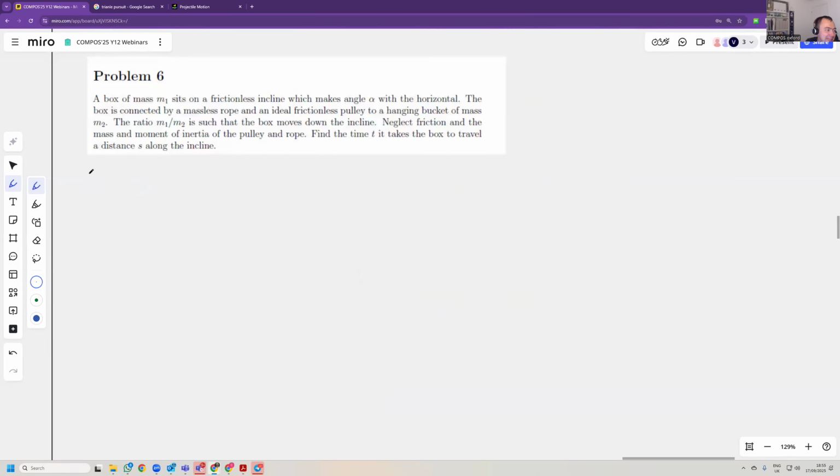A box of mass M1 sits on a frictionless incline, which makes an angle alpha. So angle alpha, a box of mass M1. The box is connected by a massless rope over an ideal frictionless pulley to a hanging bucket of mass M2. So you have a pulley and you have a bucket of mass M2.